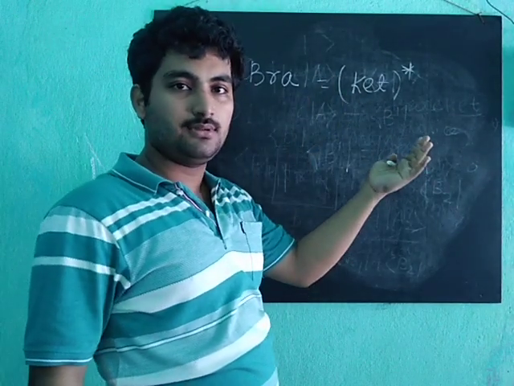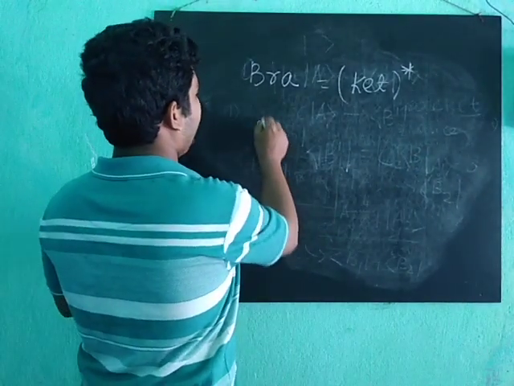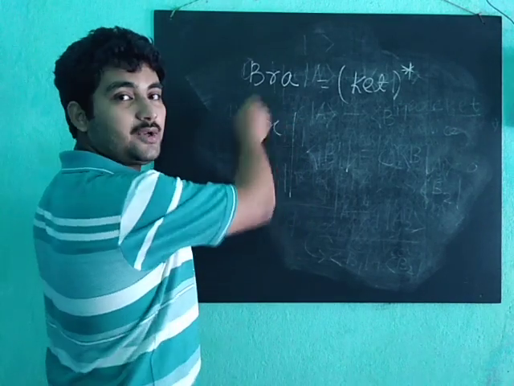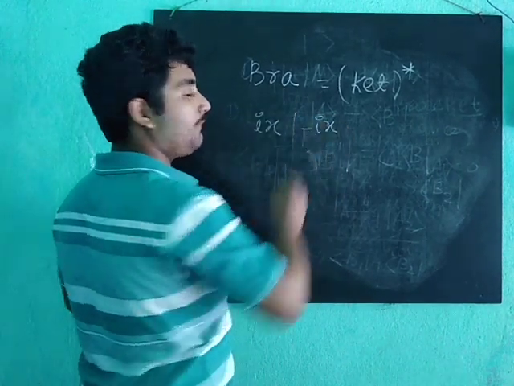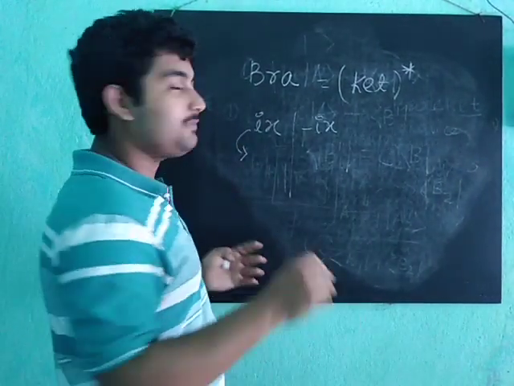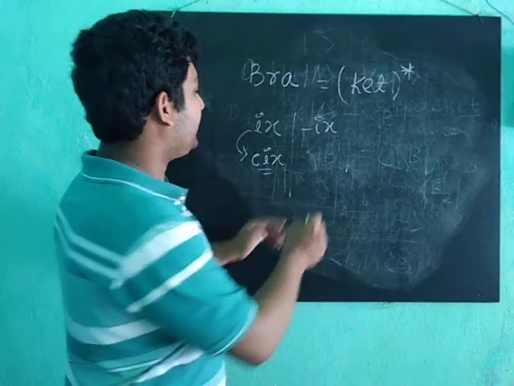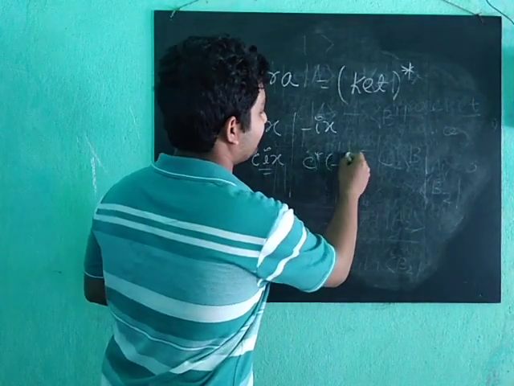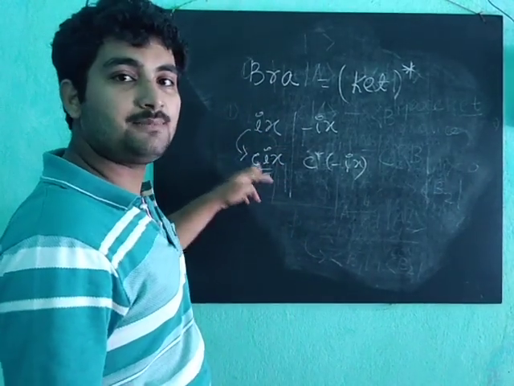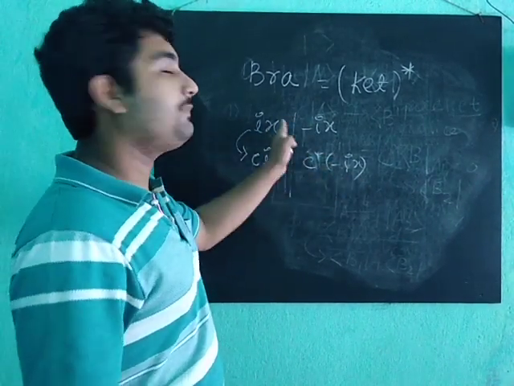Why is that? Suppose I have a complex number ix, and the complex conjugate of this ix is minus ix. If I multiply this with a complex number c, giving cix, then its complex conjugate becomes c star times minus ix. So when I multiply a complex number by c, its complex conjugate becomes c star multiplied by the previous complex conjugate.